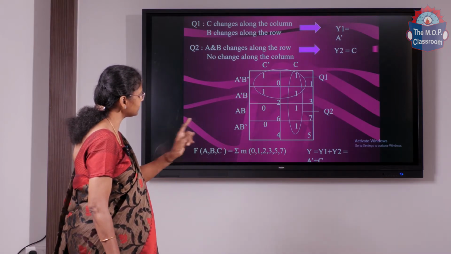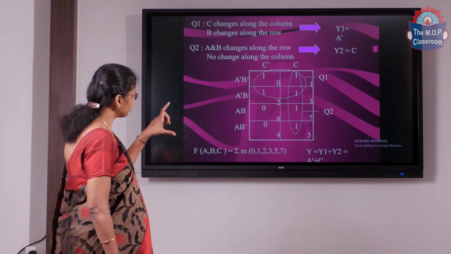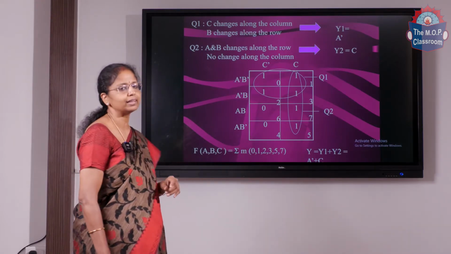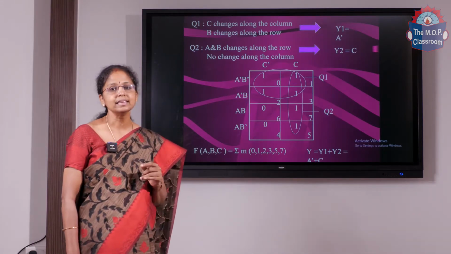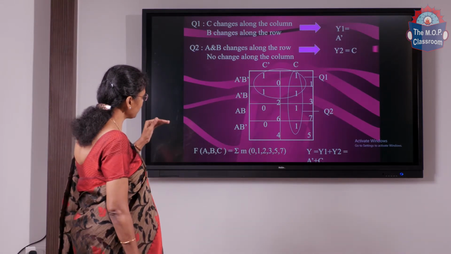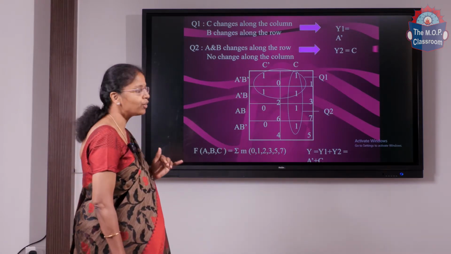Now, let us take the second quad Q2. Now, this Q2 consists of ones in the entire second column. The second column is represented by the variable C. Now, if you look at the second quad, it involves all the 4 rows.